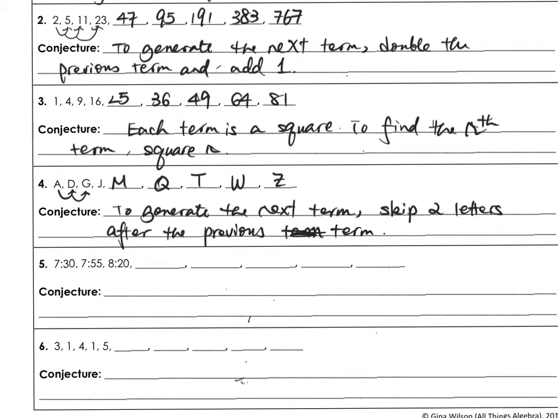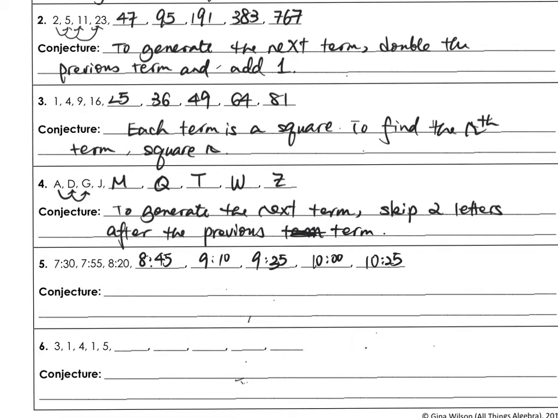Okay, I think the next one is a silly one. 7:30, 7:25, 8:20. Obviously, you add 25 minutes to the previous time. We do this all the time in our lives every day. It will be 9:25, I think. No, I'm sorry, 9:35. And then it's 10 o'clock. If I add 25 minutes, then 10:25. I'm not going to write it out. The conjecture here is to generate the next term, add 25 minutes to the previous term.